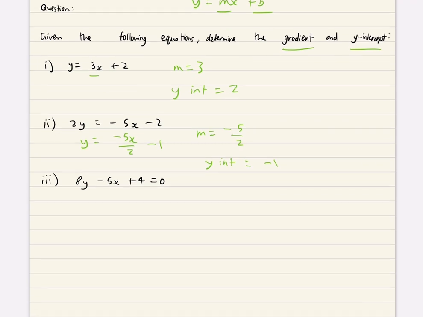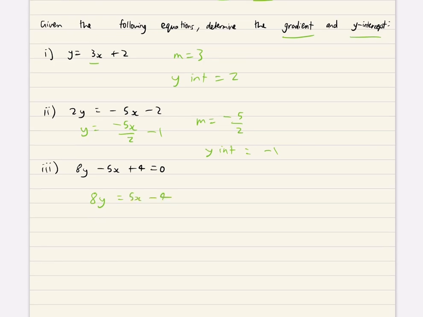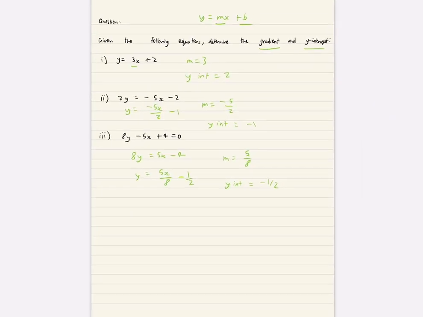And finally, if we do this one as well, make y the subject, I'm going to start by adding 5x to both sides and minusing 4 from both sides. Now, if I divide everything by 8, I'm going to get y is equal to 5x divided by 8 minus 4 over 8, which I can write as minus a half. So therefore, my slope in this case is my coefficient of the x, which is 5 over 8, and my y-intercept is that constant hanging on the end, which is negative a half. There we go. Nothing more to it than that.